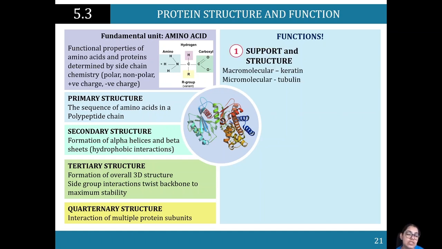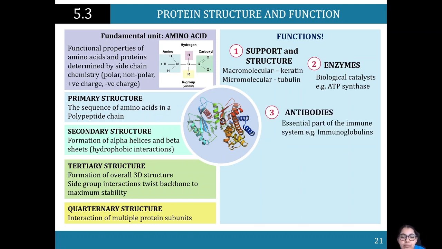Protein is important for support and structure. So in terms of macromolecular substances, keratin is protein, and so is tubulin, which is micromolecular. It's part of the cell. Enzymes are also made of proteins, so they are biological catalysts and we need them. And a really big example is ATP synthase, which allows us to produce ATP, which is energy.